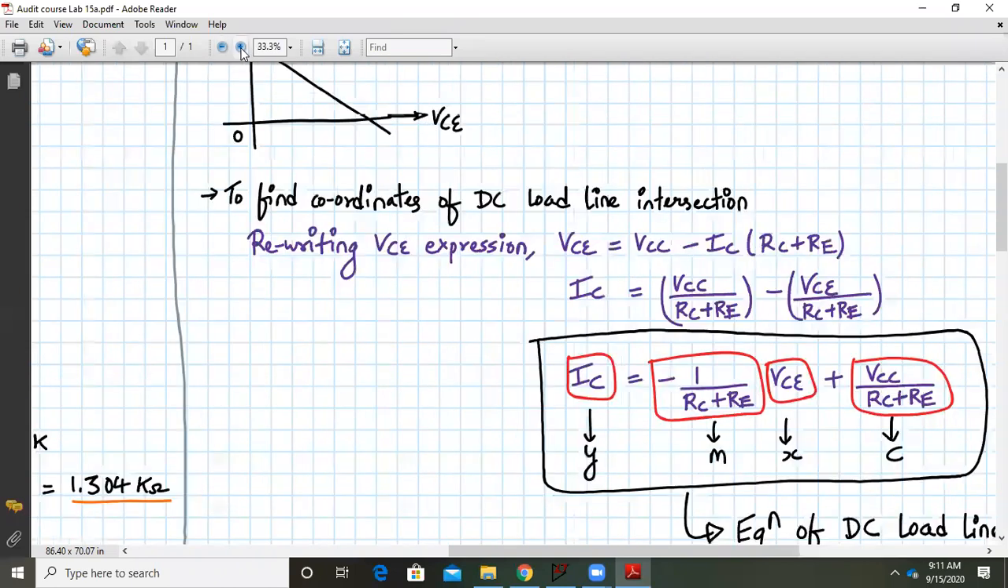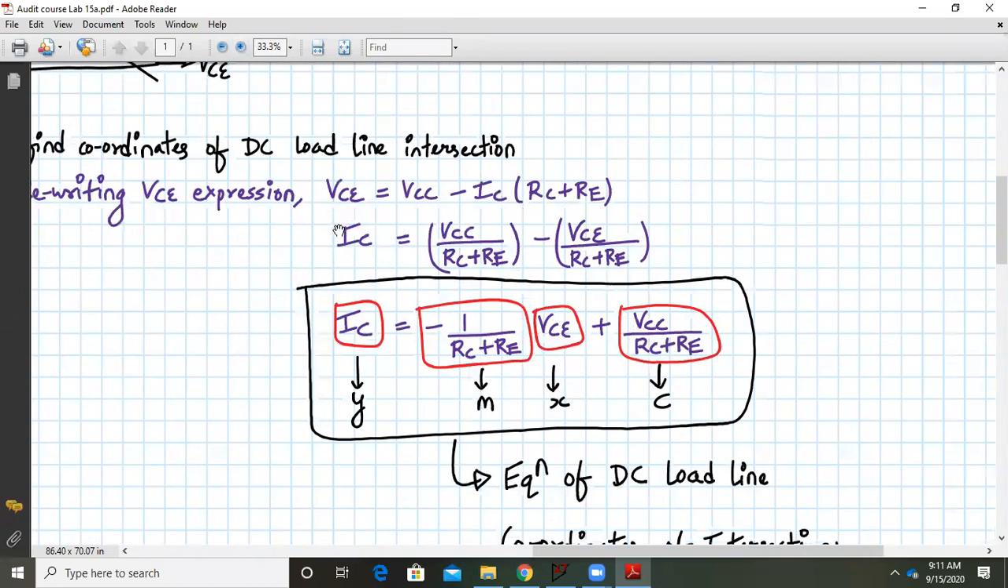We will rearrange this equation such that IC is on this side and all the rest of the quantities on that side. So IC on the left hand side and all the quantities on the right hand side, and we divide by RC plus RE. We get VCC upon RC plus RE minus VCE upon RC plus RE. Now if we just rearrange this equation as follows, you will get IC is equal to minus 1 upon RC plus RE into VCE, plus VCC upon RC plus RE.